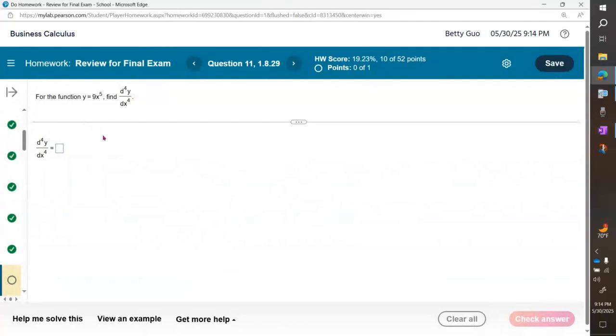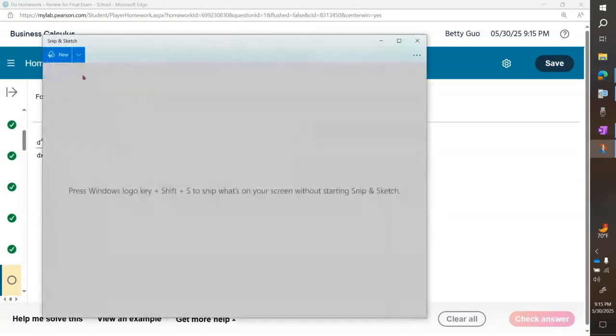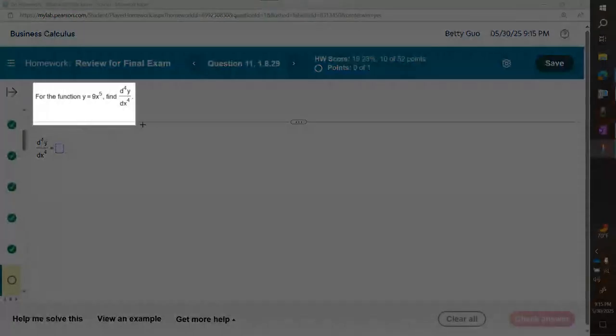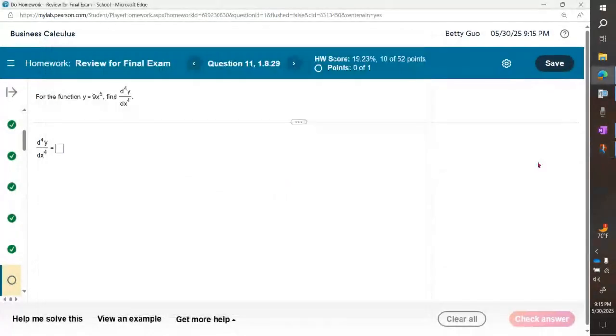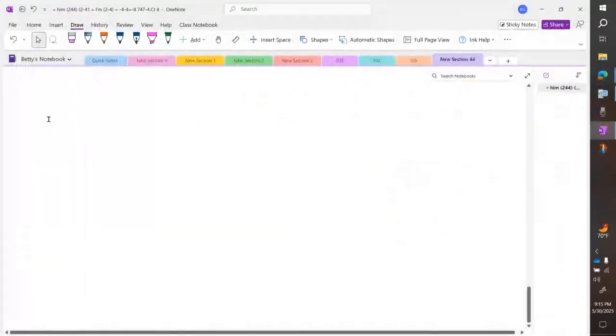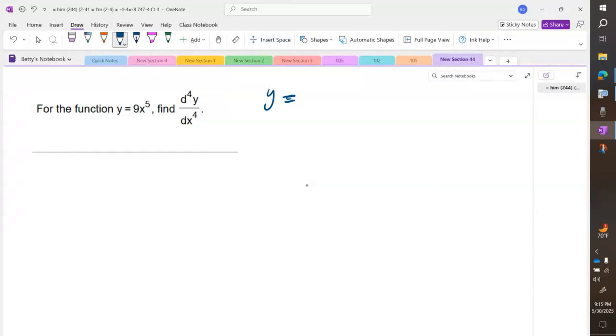Question number 11. For the function y, find d4y dx4. So the fourth derivative. Luckily, the function is not that difficult, so we would have to take the derivative 4 times. Understand the symbol. Okay, so y equals 9x to the power 5th.